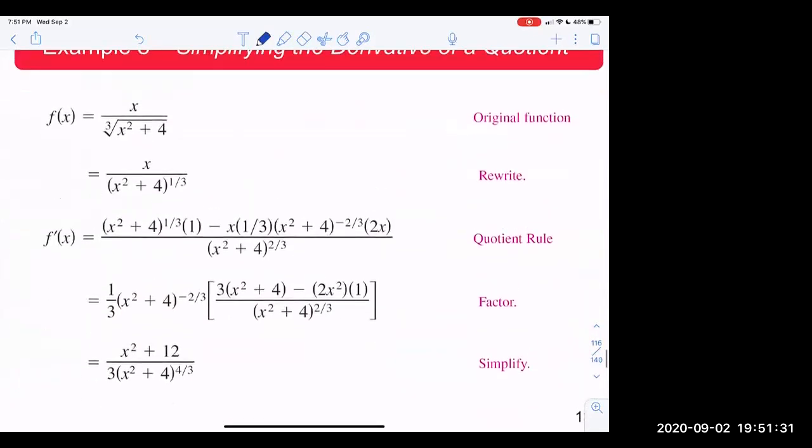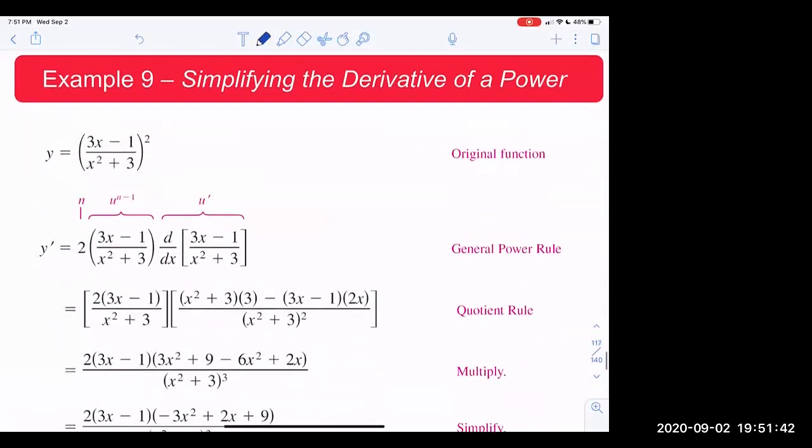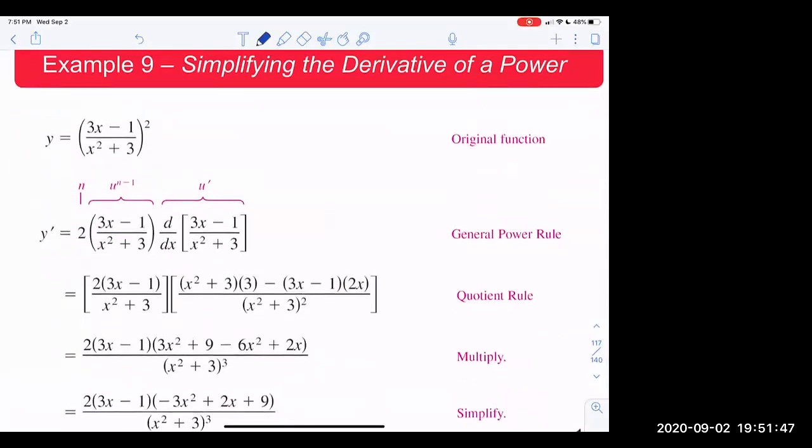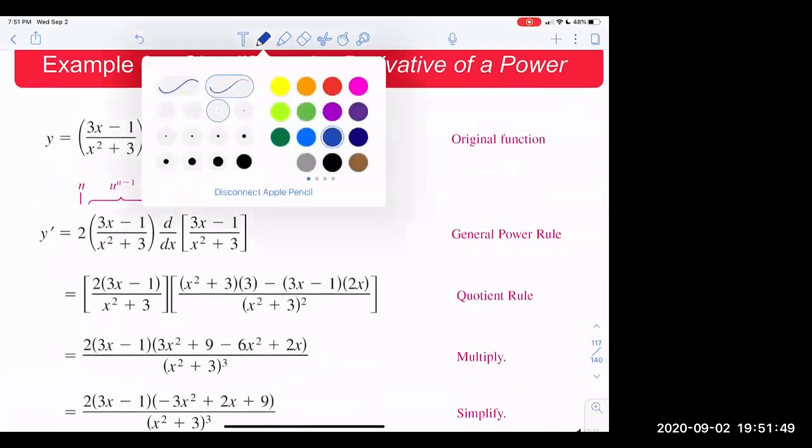And here they do another quotient rule with example 8. I think we've done enough quotient rules because we did one with that on 28 when we did that example. Example 9 is kind of interesting, so let's go through that.